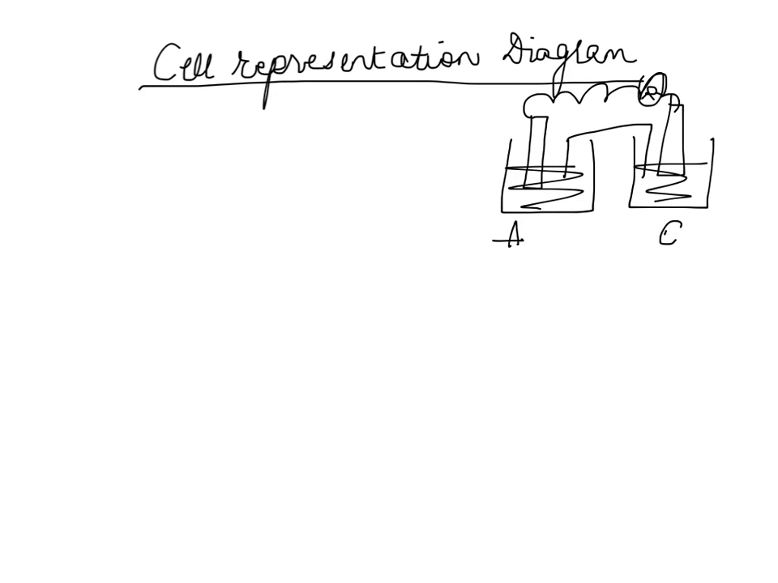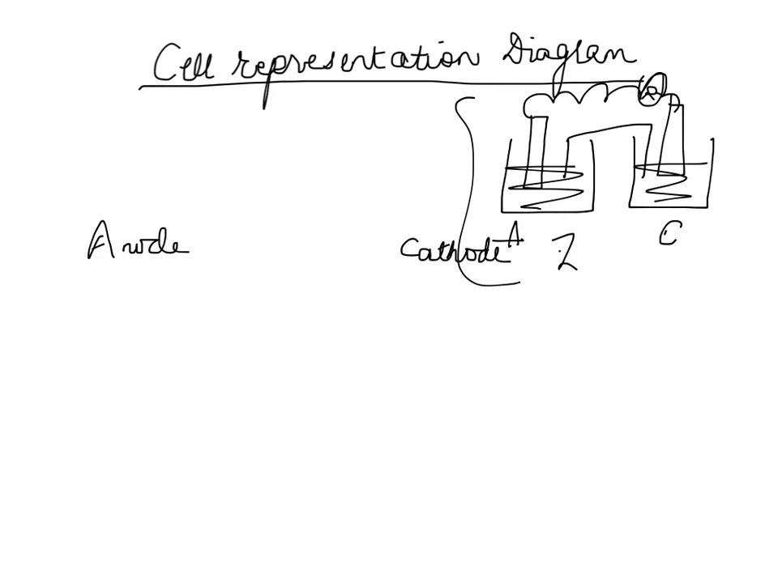Now, we have what are called cell representation diagrams, which essentially make life easy on us as far as representation of this entire assembly goes. So how do we go about it? Again, we are going to keep the convention the same. That means anode is what is going to occur at the left hand side. Cathode is the reaction that's going to take place on the right hand side.